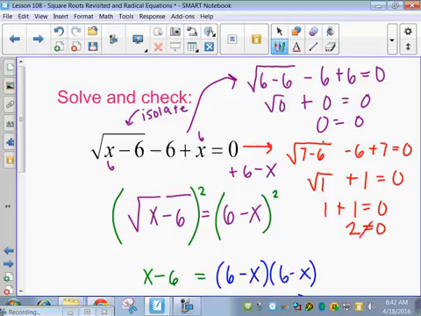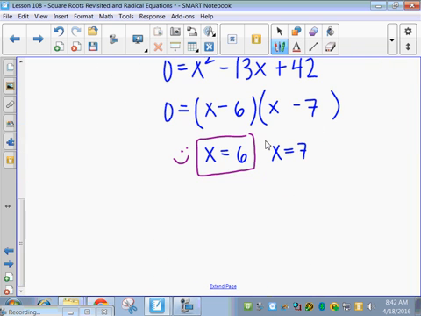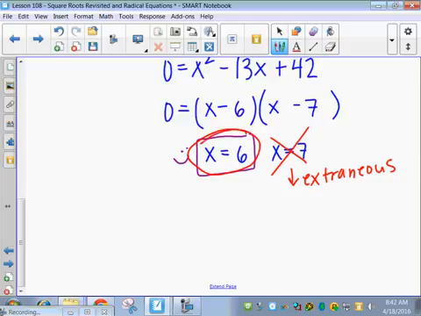So this is what I'm talking about, where you get an answer, thanks to your algebra, that does not work. So this answer, you guys, in your notes, you can cross it off. I also want you to write extraneous. Okay, it's called an extraneous solution. That means that this is the only true solution, is positive 6. Yeah, Drew?